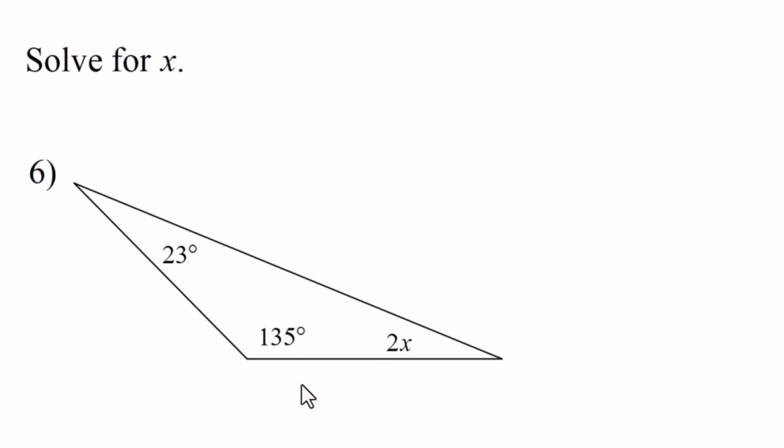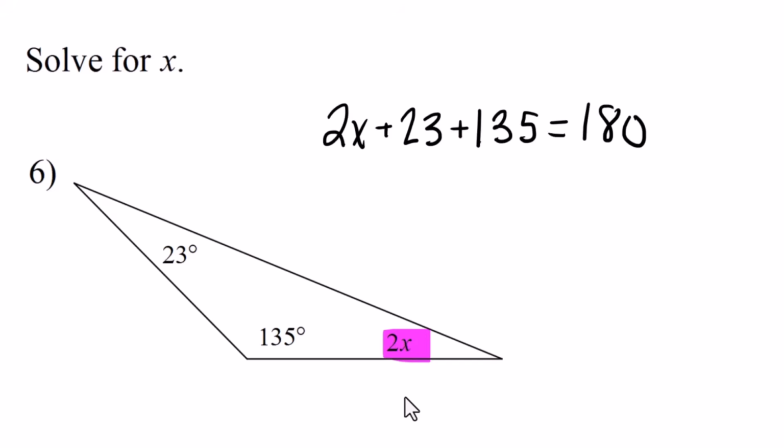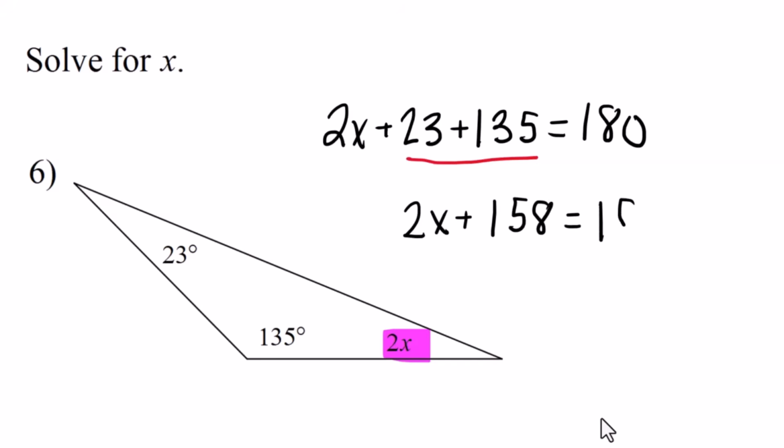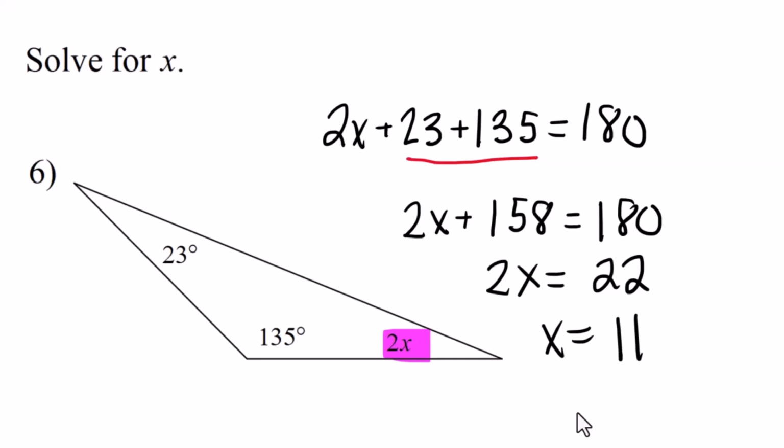Solve for x. A little bit of algebra here. There's your x. All the angles inside here have to add up to 180, so let's set this up. 2x plus 23 plus the 135 has to equal 180. Let's combine like terms, which in this case is just adding the numbers. We have 2x plus 158 equals 180. Subtract 158 from 180. 2x equals 22. Divide both sides by 2. x equals 11. That's it.